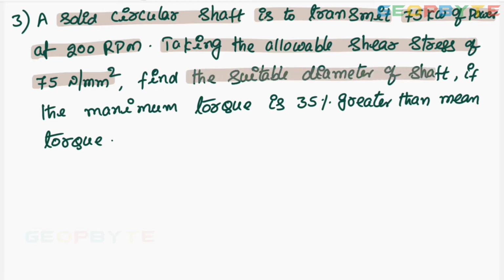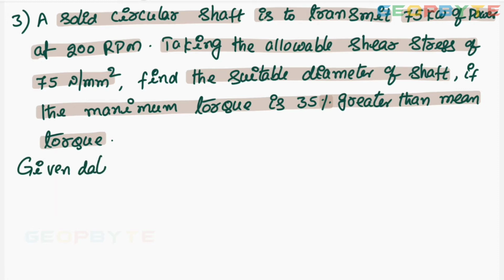Find the suitable diameter of the shaft if the maximum torque is 35% greater than the mean torque. Remember, whatever torque we find from the power is always the mean torque. Here the condition is given: the maximum torque is 35% greater than the mean torque. Now let us solve the problem. Before that, as usual, let us write the data which is given.